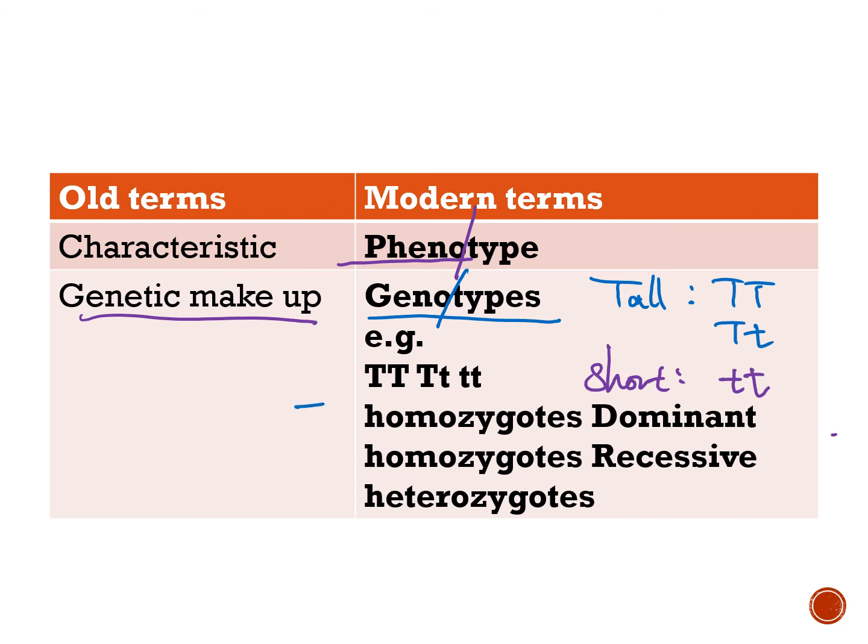For example, big T, big T, they describe it as homozygous dominant, same dominant. It shows the tall character. Or if it is the short plant, small t, small t, we call it homozygous recessive. It shows the recessive character, the short character. And for big T and small t, they have different alleles. We call it heterozygous as the genotype.